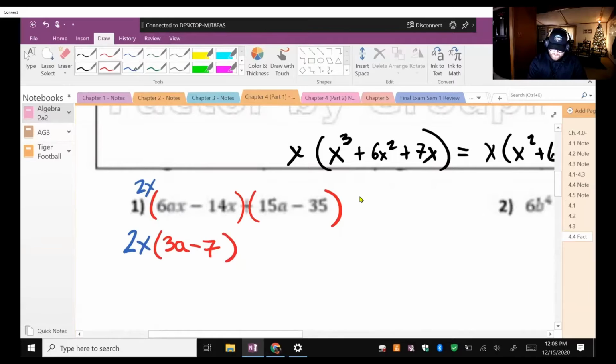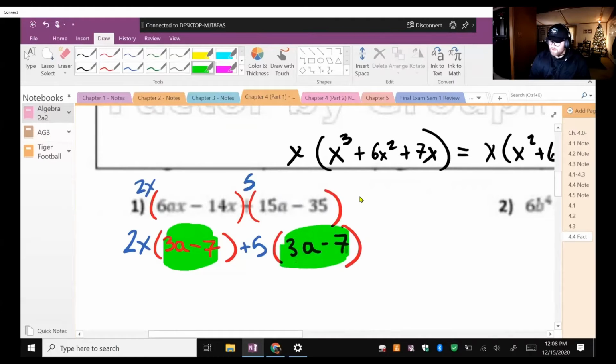Okay. Now, the other 2 terms, what can we factor out of both? Well, that one's easy. It's a 5, right? So we're going to be left with plus 5 on the outside, and the inside we're going to get 3a minus 7. Okay, here's the cool thing. These 2 red binomials are exactly the same. That's kind of the goal of factor by grouping. We want those to be exactly the same because here's the deal.